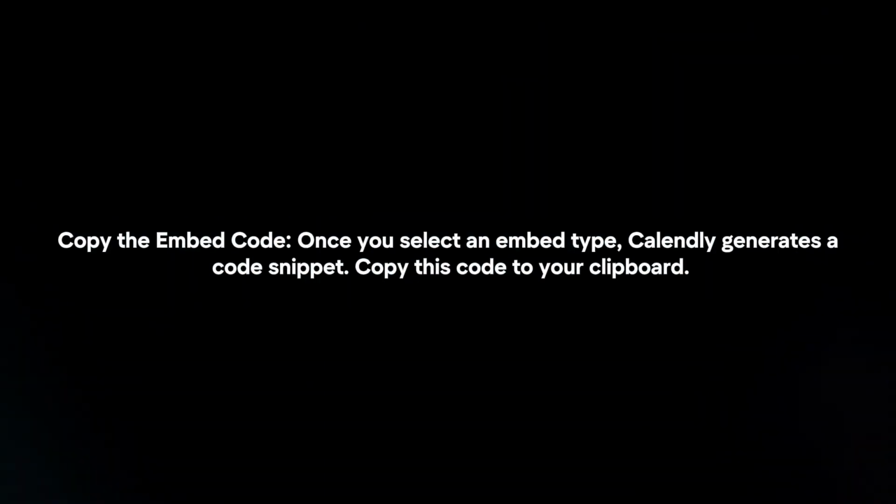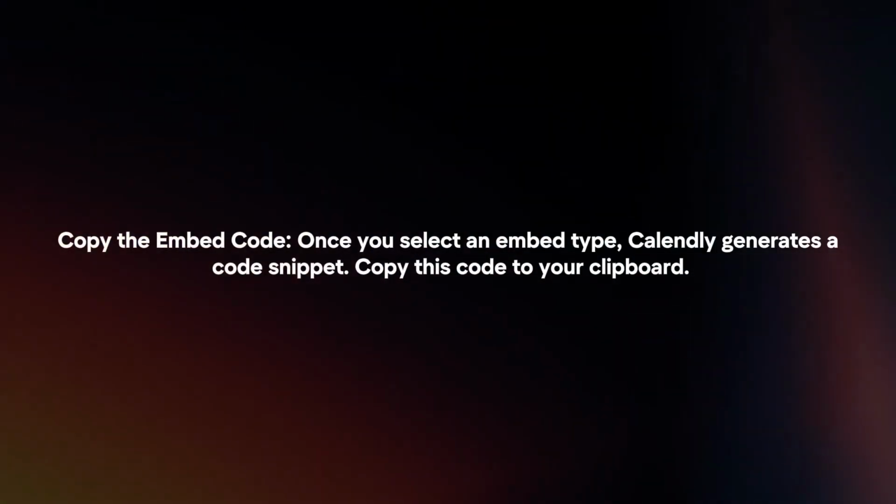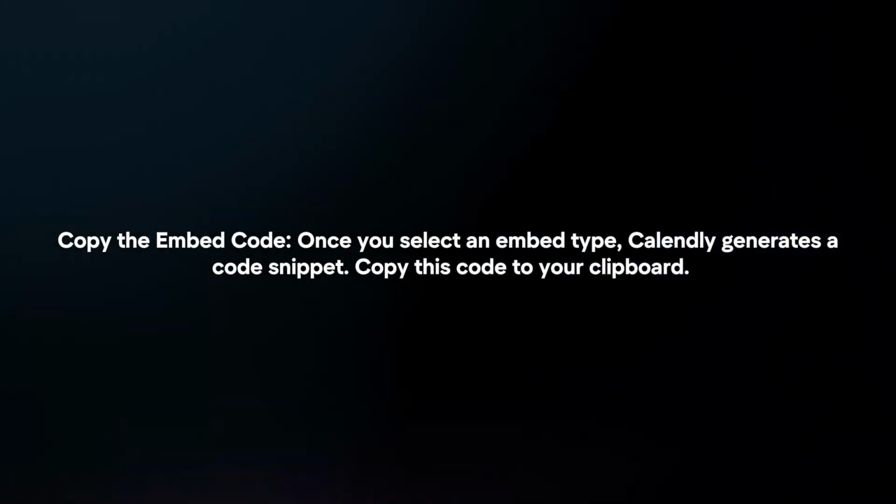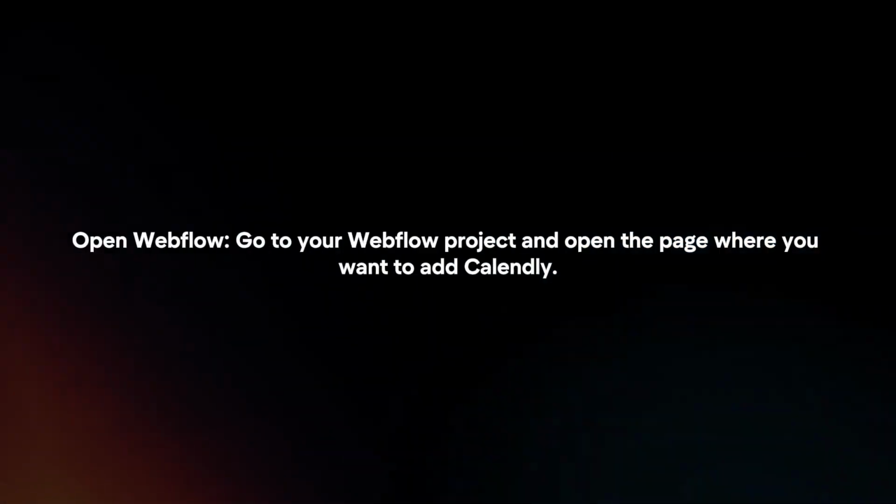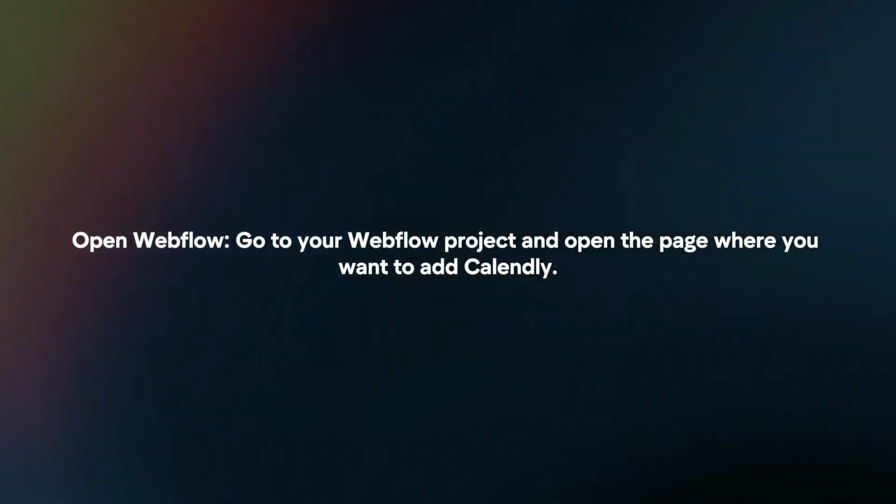Copy the embed code. Once you select an embed type, Calendly generates a code snippet. Copy this code to your clipboard. Open Webflow. Go to your Webflow project and open the page where you want to add Calendly.